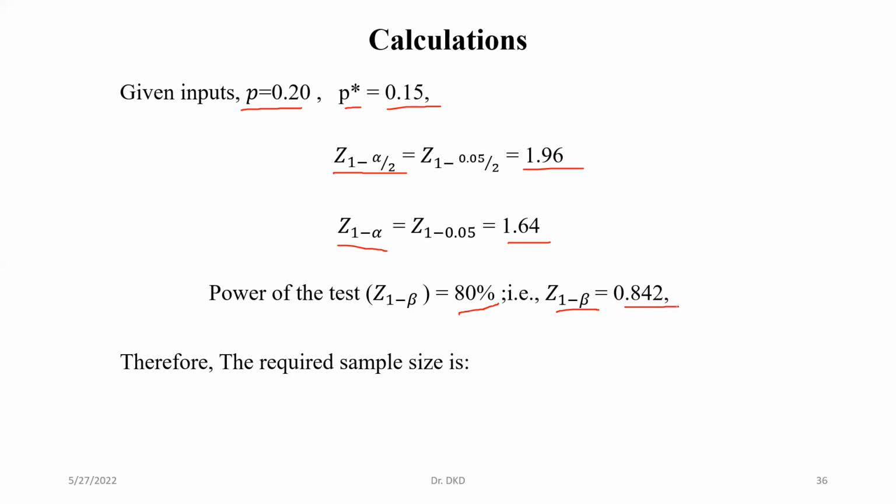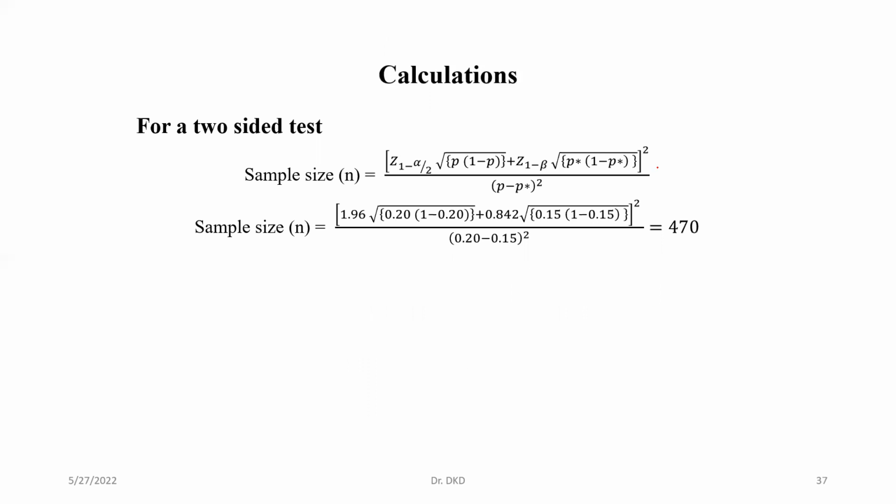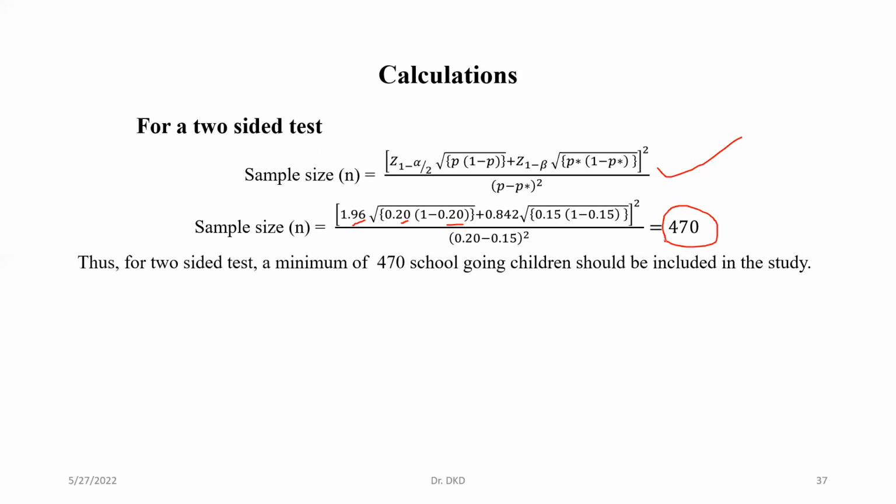Now we have to apply the formula. As we know this formula for a two-sided test, we need to put in all the values we have noted in the previous slide, and once we calculate this, we'll get this value. So this would be the sample size for a two-sided test. A minimum of 470 school going children should be included in the study.